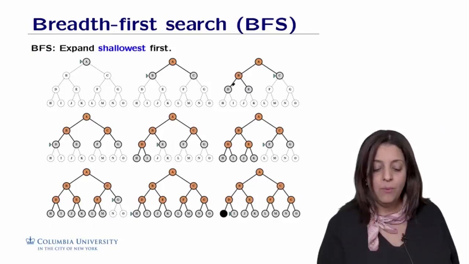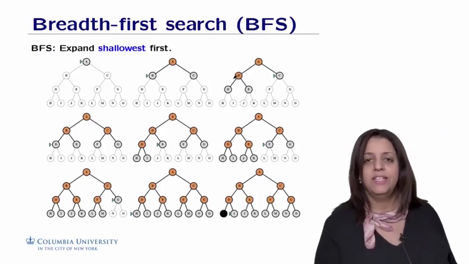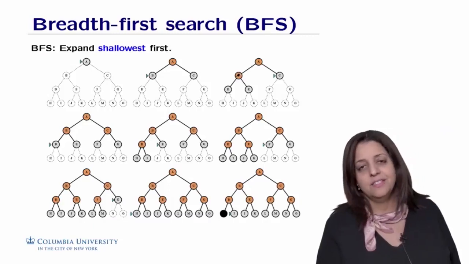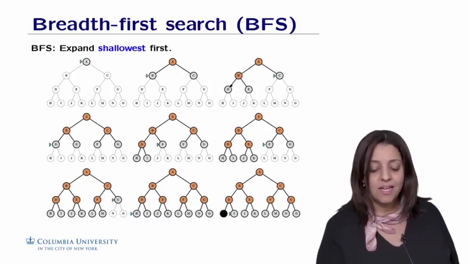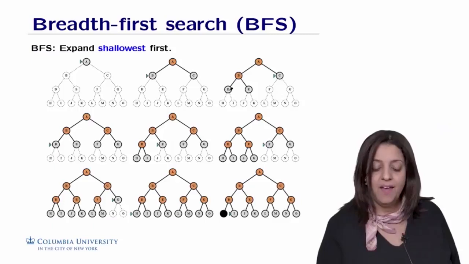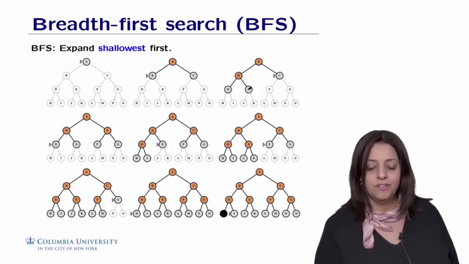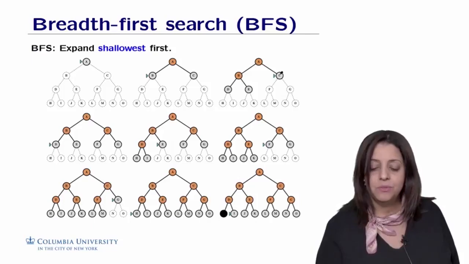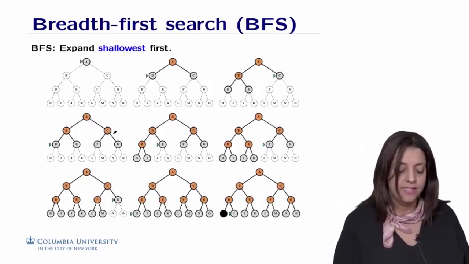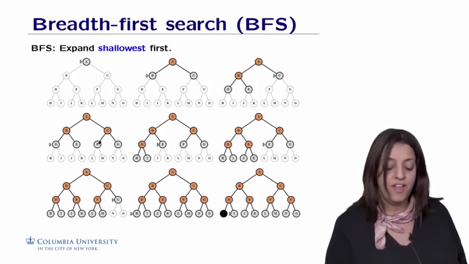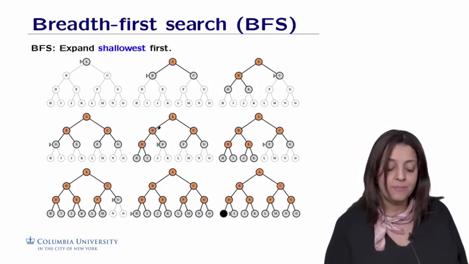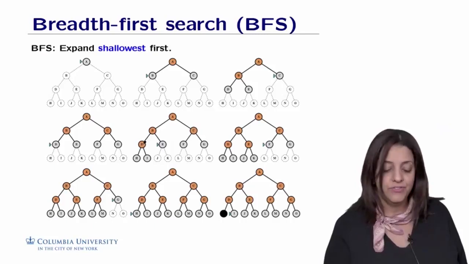B is explored now, which means that we are checking its status with respect to the goal test. If it is the goal, we stop. If it's not, we expand it and have the children D and E joining the fringe. But because C was in the fringe first, the next step is to explore C. C has the children F and G, which will be joining the fringe. The next one to be explored is D, because it was in the fringe first.